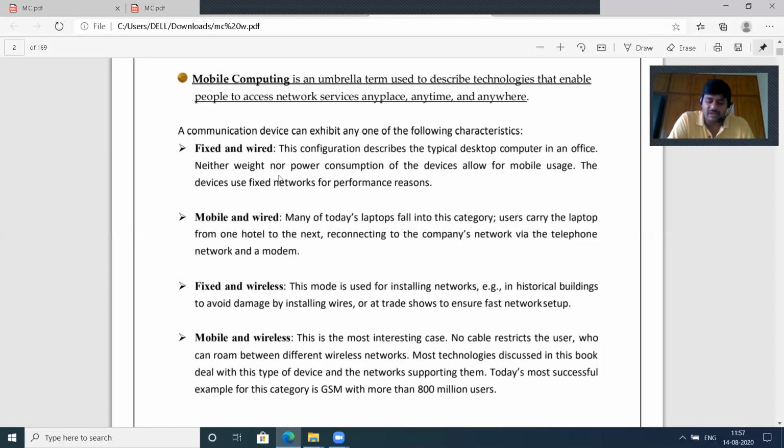All we are using SIM cards in our mobile phones. SIM means subscriber identity module. By using this SIM card, we can access the internet services. Okay.